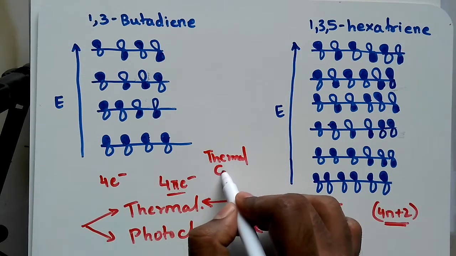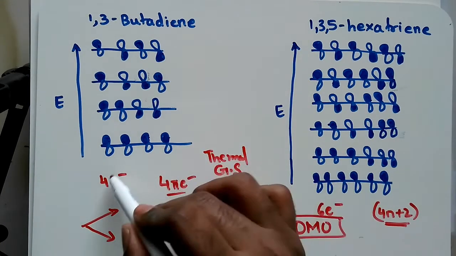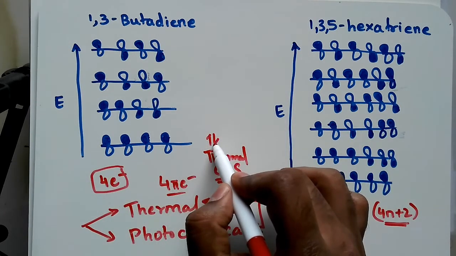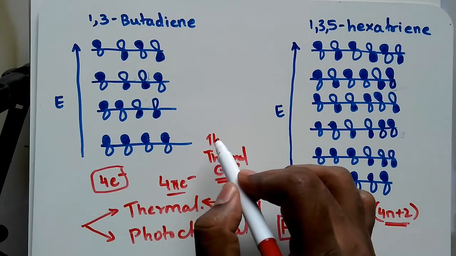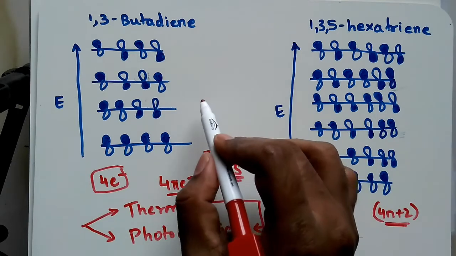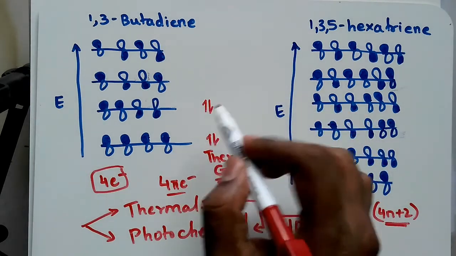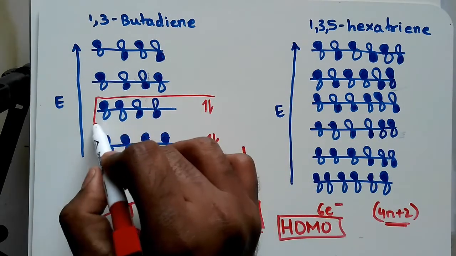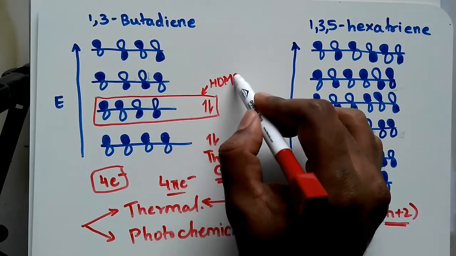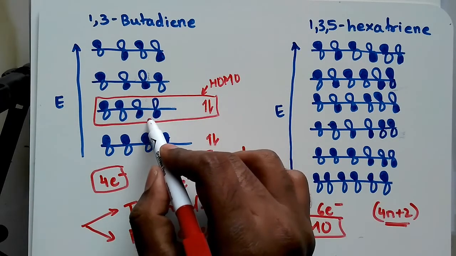Now in 1,3-butadiene, if you go for the thermal condition, we check only for the HOMO in the ground state. If you remember, we have only 4 electrons here. The first 2 electrons go here, following Pauli's exclusion principle, Hund's rule of multiplicity, Aufbau principle, etc. The next 2 electrons go here. So 4 electrons are done, and in this case this is the HOMO. In thermal condition, which is the ground state, this is the HOMO.